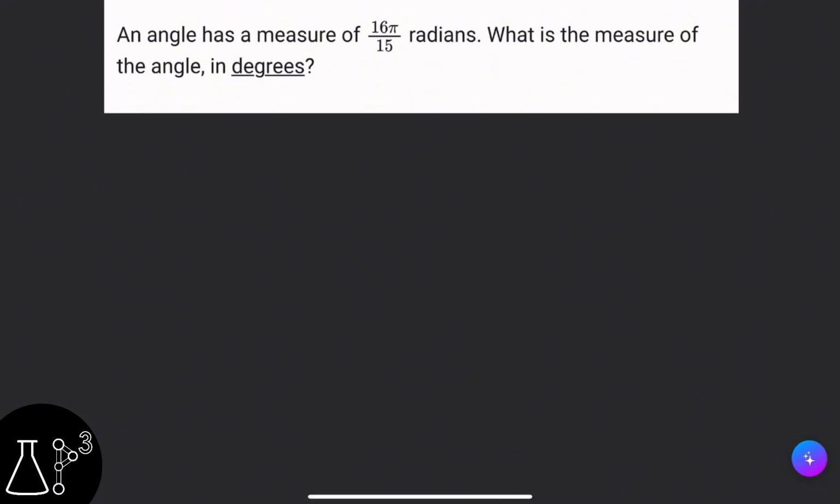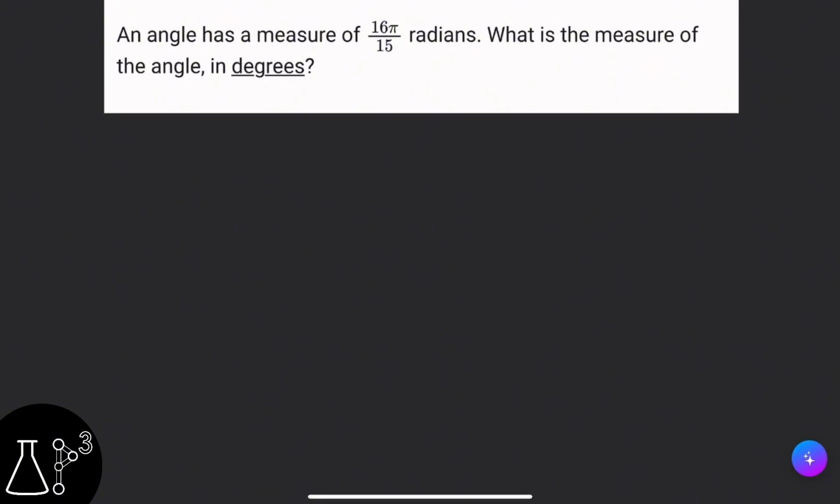The question shows the following. An angle has a measure of 16 pi divided by 15 radians. What is the measure of the angle in degrees? Now, you cannot use decimals for this question. So you need to know these concepts that we're going to go over right now.